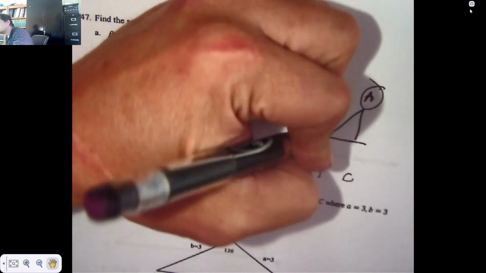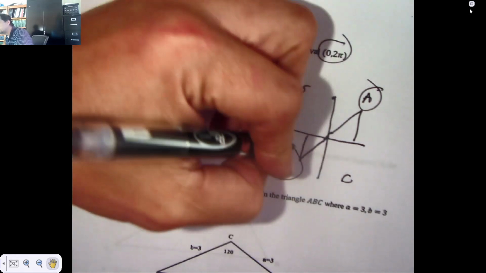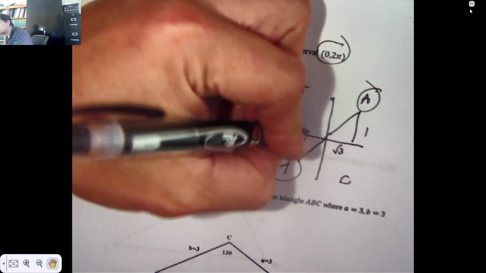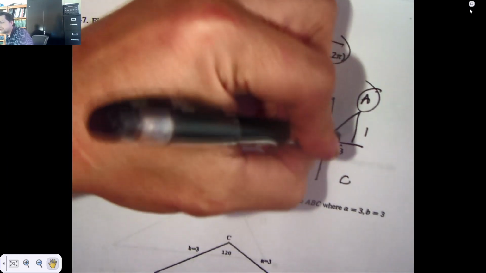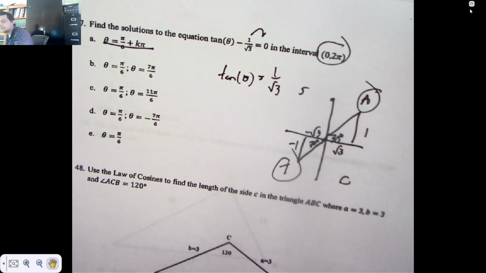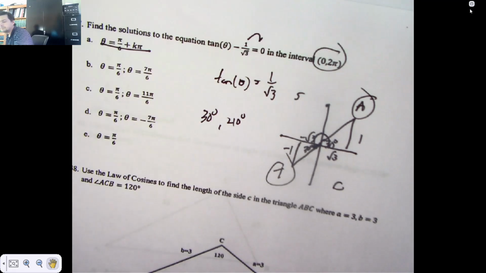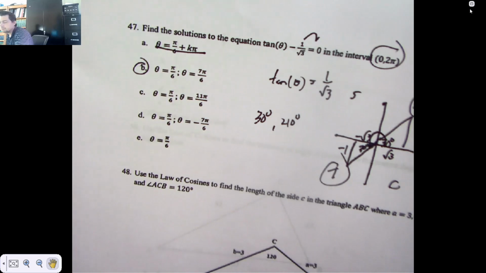All Students Take Calculus. I can be in quadrant 1 or I can be in quadrant 3. Tangent ratio is opposite over adjacent, and what we gain here is reference angles. This is a 30-degree reference angle. That's a 30-degree reference angle. So one of the answers is 30 degrees, and the other one is 210. So I'm looking at pi over 6 and 7 pi over 6. Done. Moving on to 48.